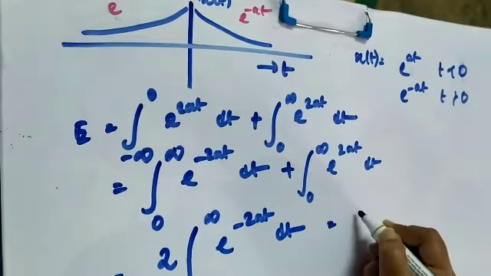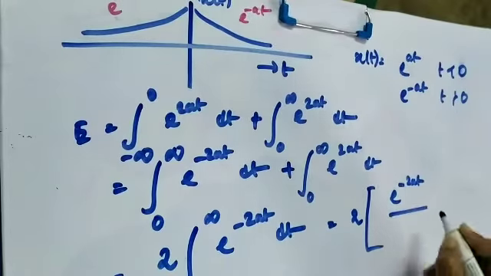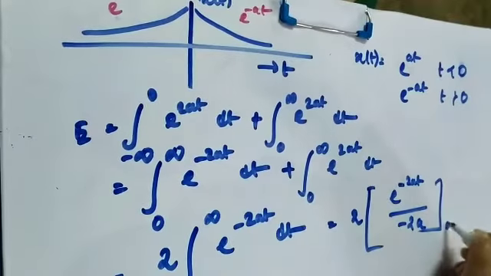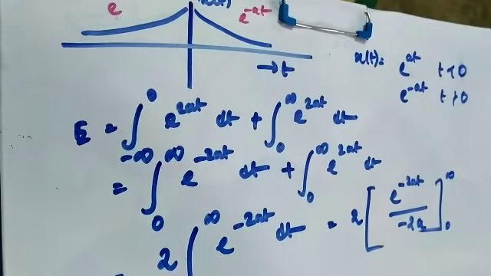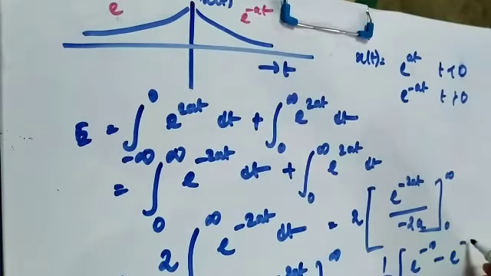By solving this, it becomes 2 into e to the power minus 2at divided by minus 2a, with limits 0 to infinity. Put the limit. Again write 2, this 2 by 2a we take out of the bracket, and within the bracket write e to the power minus 2at, from 0 to infinity. After that these two will be cancelled, so that is 1 by a, e to the power minus infinity minus e to the power minus 0.